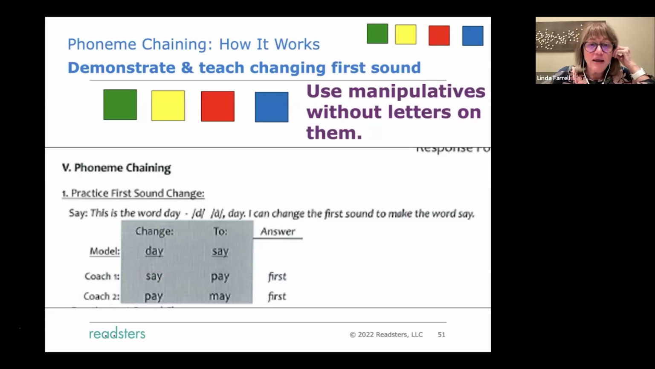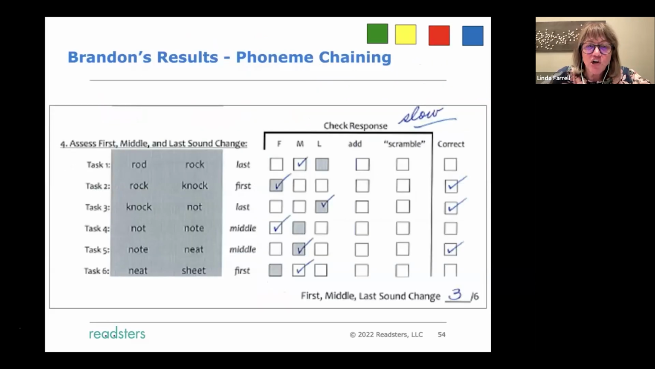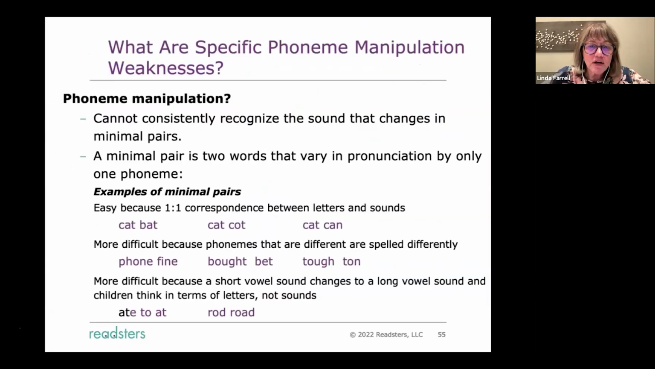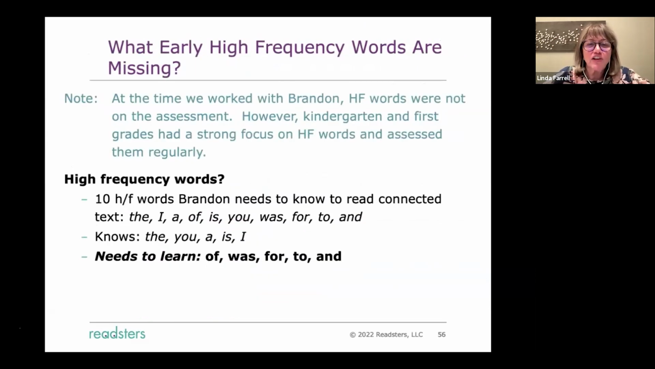And again, for time, I'm going to wait. I have a video at the end to show you. So I'm just going to go through this. I talked about minimal pairs. You've got all of this in your handout if you want. And we assessed Brandon for 10 high frequency words. He knew the, you, a, is, and I.